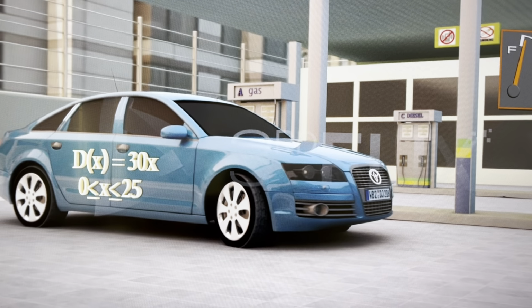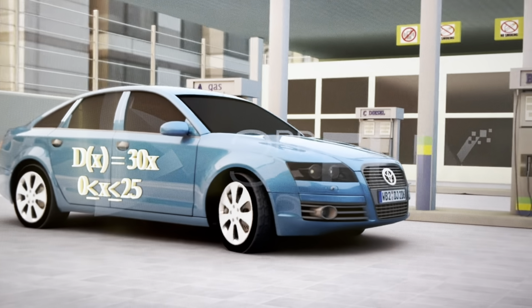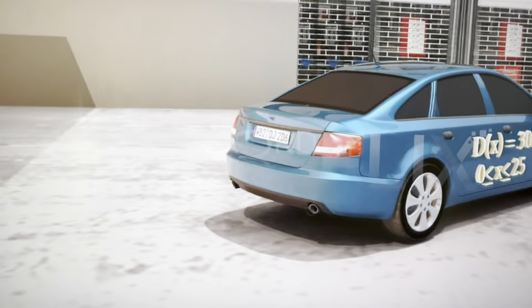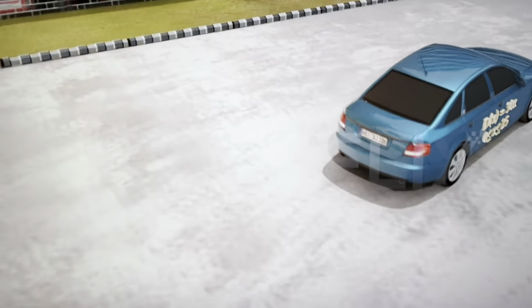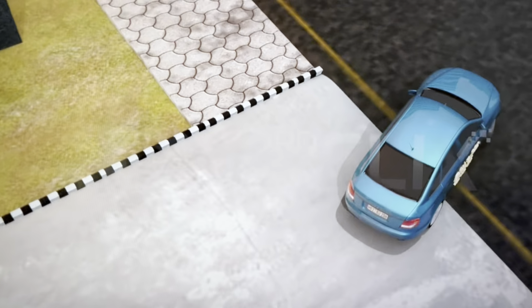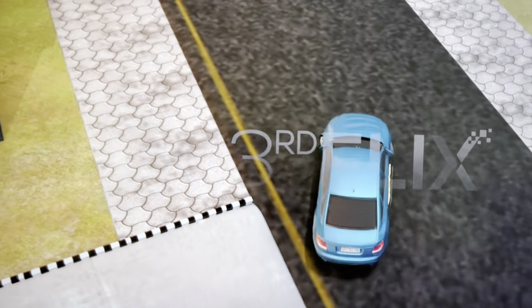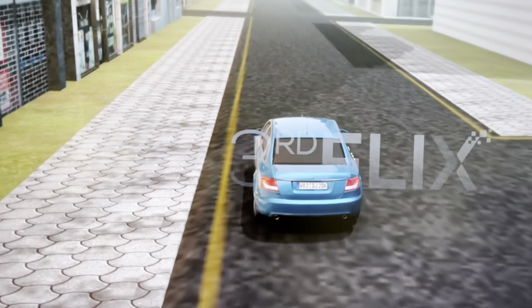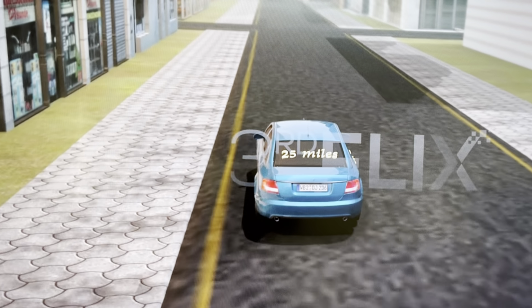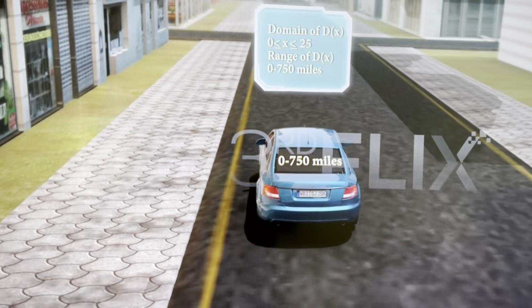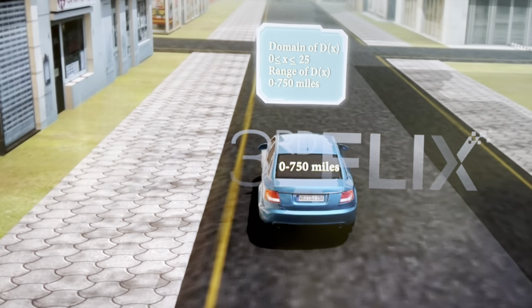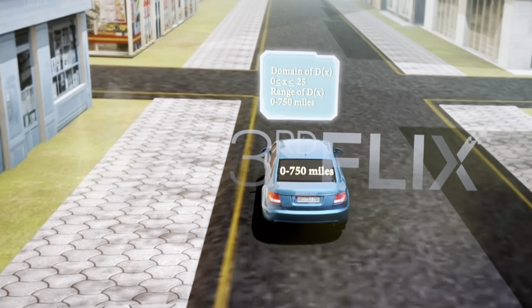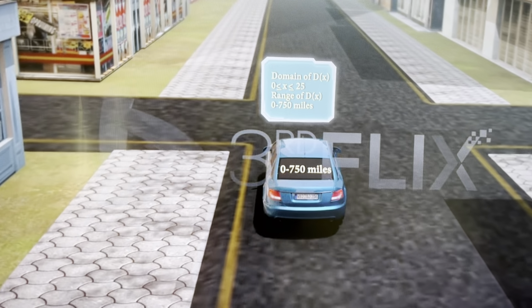In this function, the number of gallons used can be anywhere from 0 gallons to 25 gallons, since the tank holds 25 gallons of gas. Mathematically speaking, the number of gallons Sriram can possibly use would be the domain of the function, and the possible number of miles travelled would be the range of the function. The domain consists of the values that can be put into a function that makes sense, that is, values that don't make the function undefined.